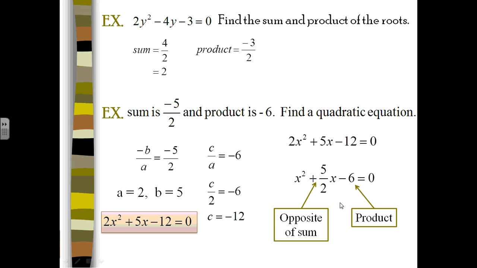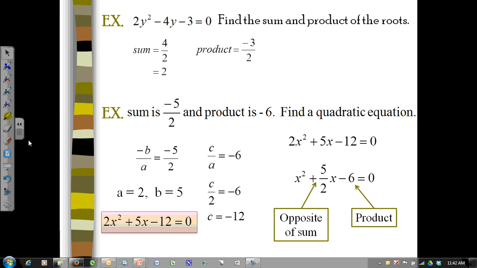If they ask you to not have any fractions, so if they want all of a, b, and c to be integers, it's really easy to just take this denominator and multiply through by 2, and then you're back up here at this answer. So either way, just watch out for how they ask you to leave your answer. There you go. As promised, a pretty simple section.